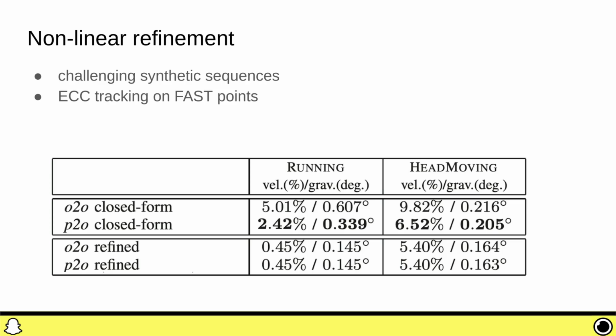This table shows the final error achieved by the two solvers and the refiner. The results regard average velocity and gravity orientation errors over multiple initializations at different times for running and head-moving sequences. As expected, the optimizer converges at the same error level in both cases, but the proposed solver shows a much lower error than the state-of-the-art solver.